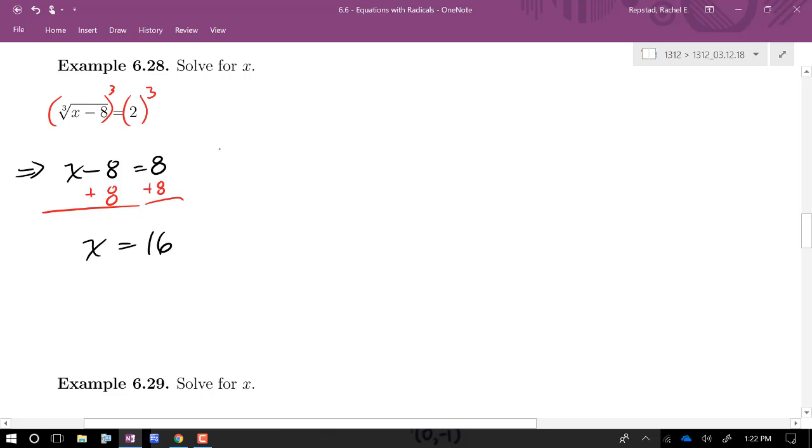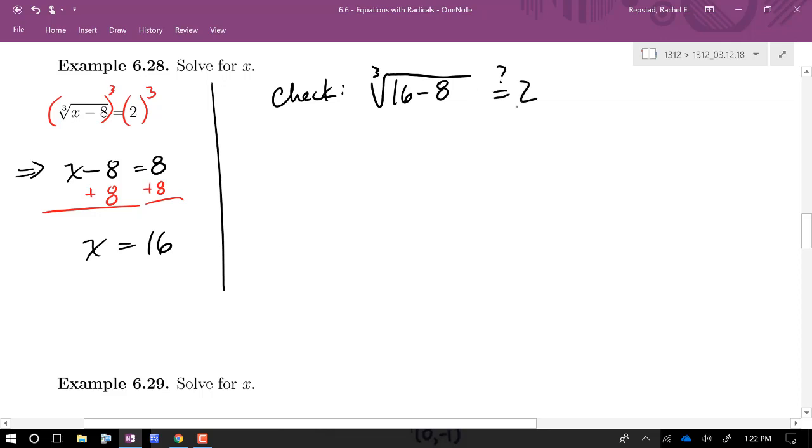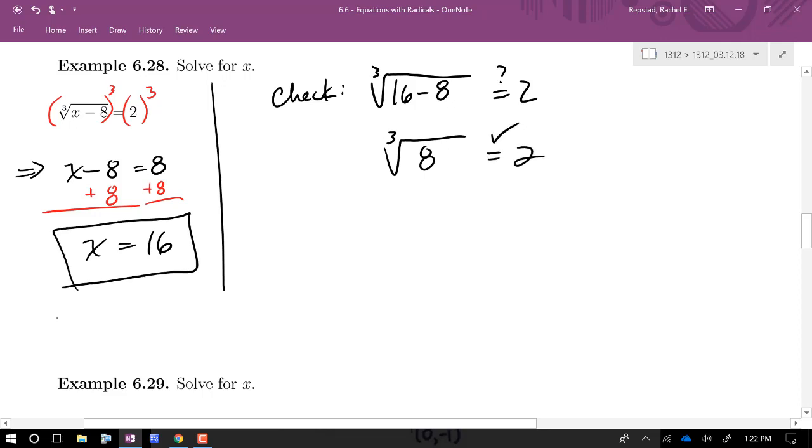What do we do next? Check. Check, yeah. We get the cube root of 8. That is, in fact, equal to 2. Which means x equals 16 is a solution.